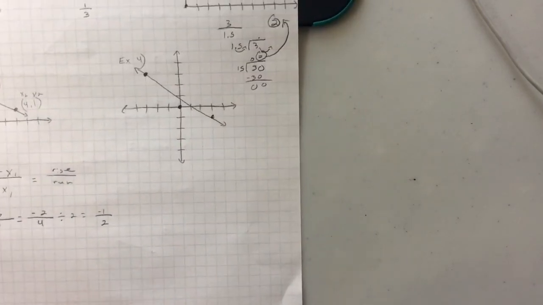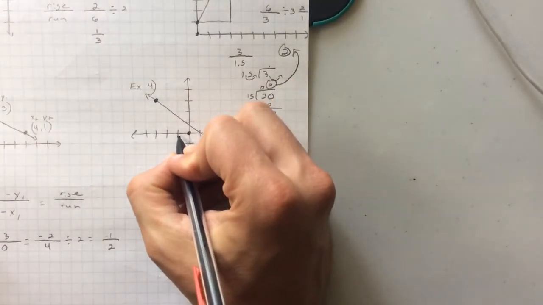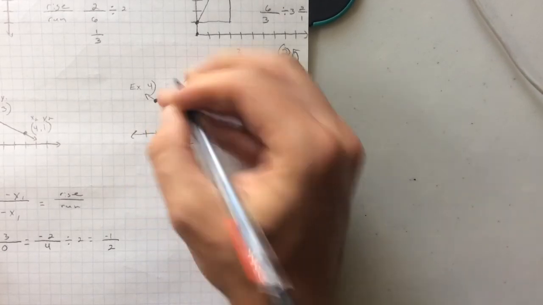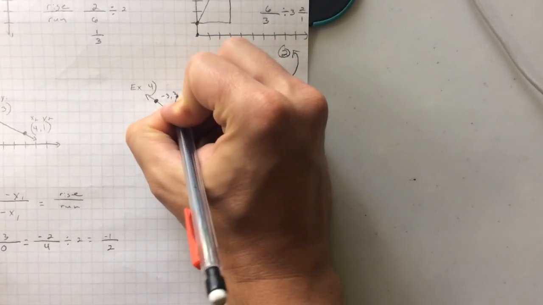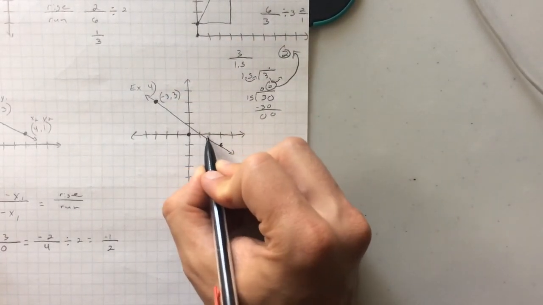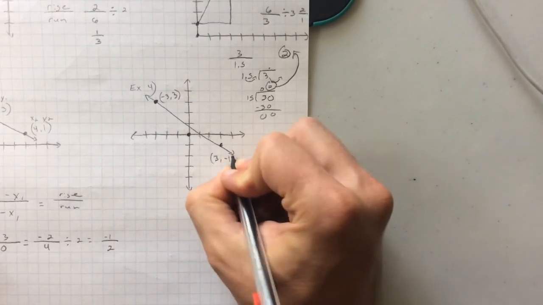All right, let's look at this last one, and then this video will be done. First thing we want to do is go ahead and identify my two ordered pairs. So we're going to have negative 1, negative 2, negative 3, 1, 2, 3. So it's going to be negative 3, positive 3. Down here, we're going to have 1, 2, 3, minus 1. So we're going to have 3, negative 1.